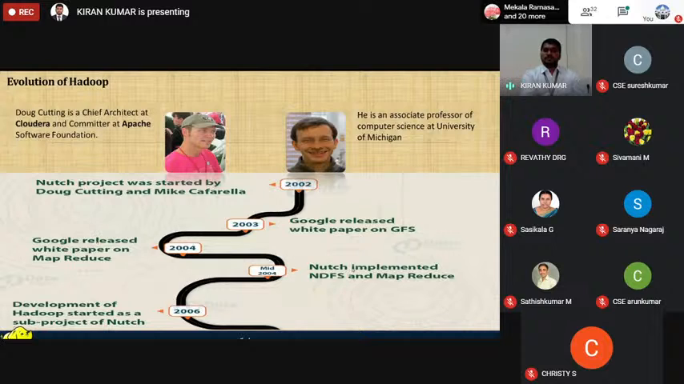And in mid 2004, Nutch implemented NDFS and MapReduce. So they came up with a different plan to run the data with a different architecture. And slowly, from 2004 to 2006, the development of Hadoop started as a sub project of Nutch. Here the intention was not to create Hadoop from the small product Nutch. It's a baby of Nutch, I can say. So Hadoop was born from this small project.